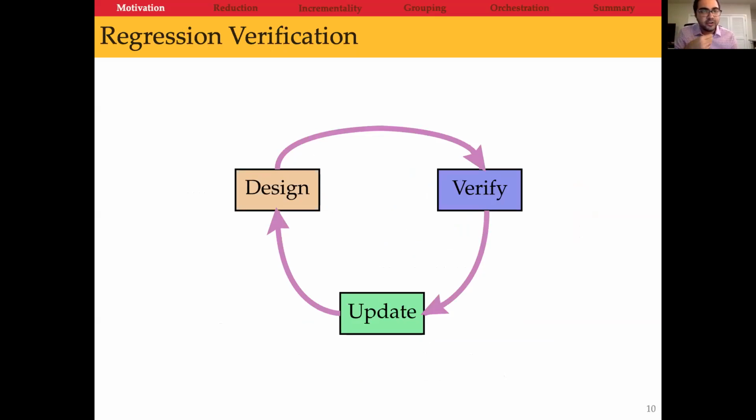Another task is that of regression verification, in which every design update leads to a different model that is to be checked against several properties, including new properties that may have been added after performing the updates. So every time we perform a new design update, it leads to a new version of the design that has to be verified against the property.